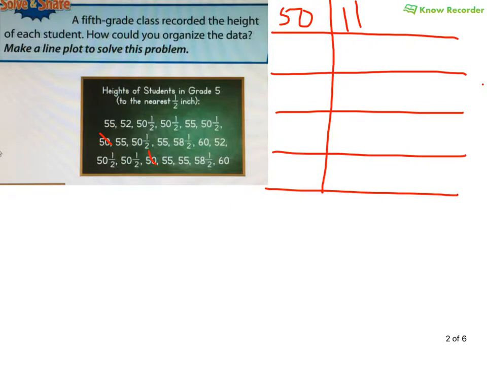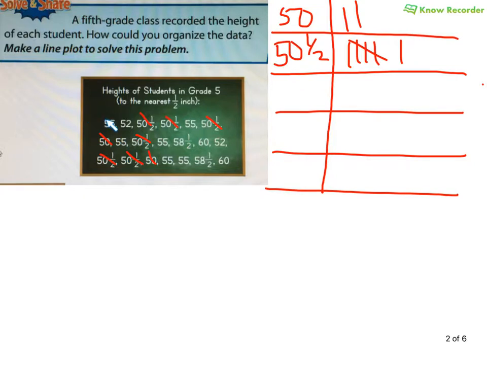So, again, I would start again. What's my least value? Well, I got 50 and a half. Nothing less than 50 and a half. So my next value, 50 and a half. Now I'm going to go through and find all my 50 and a halves. Well, I have 1, 2, 3, 4, 5, 6.